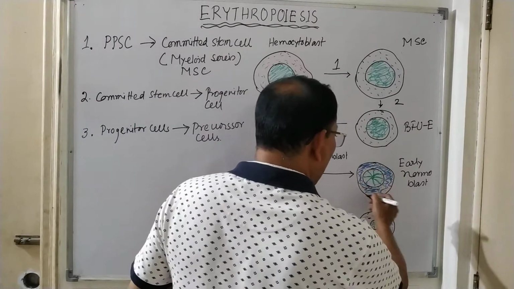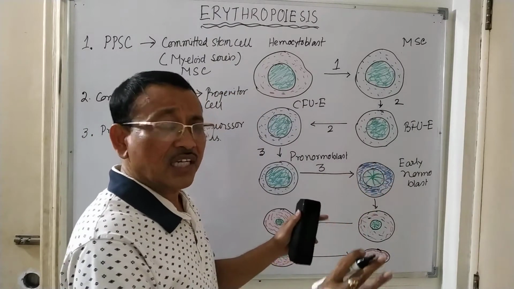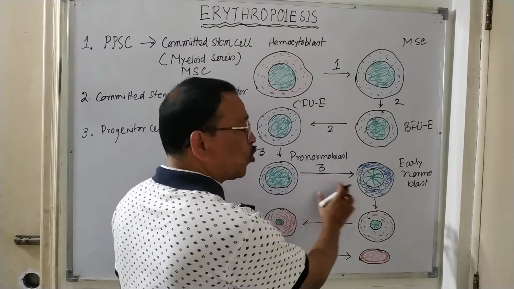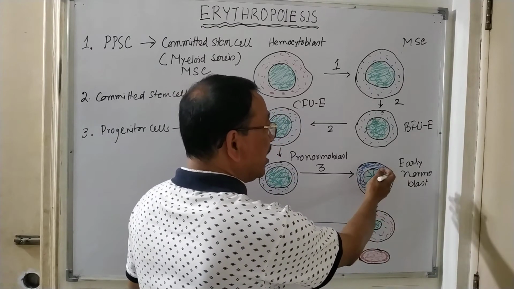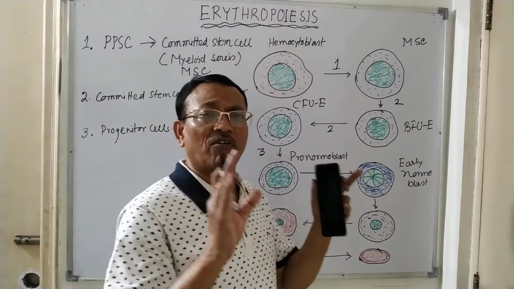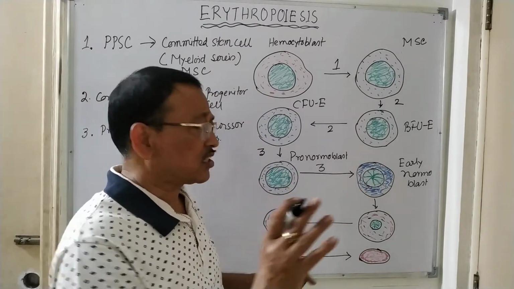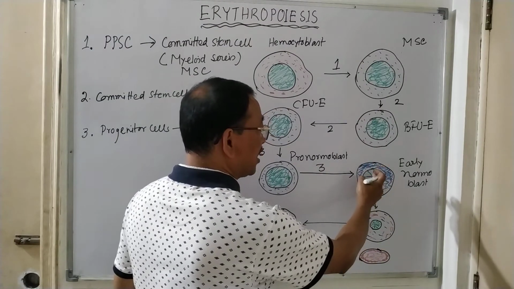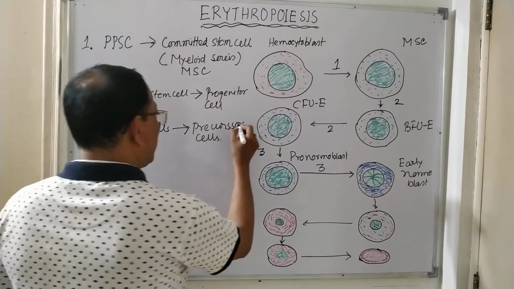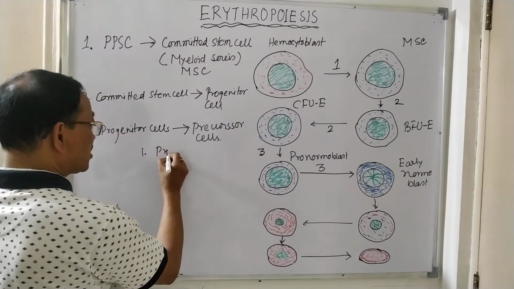So what happens in the early normoblast cells? The cell size is still large, though comparatively smaller than the pronormoblast. And the nucleus is very large. Almost 80% of the cell is covered by the nucleus. 80% of the cell is covered by the nucleus. So the precursor cells, the first precursor cell is the pronormoblast.